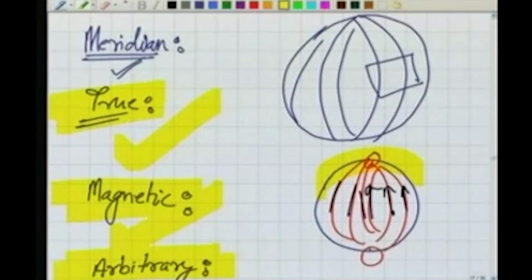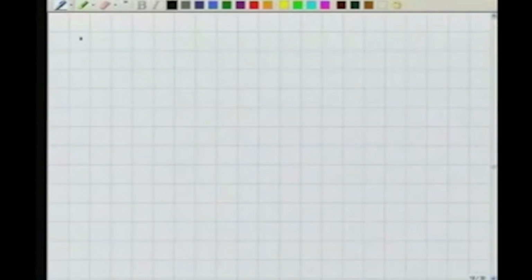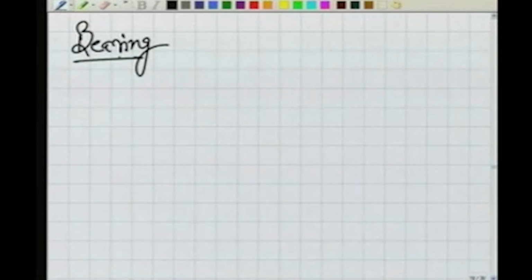Having seen these meridians, another term which we will see is bearing. Mostly we use the magnetic meridian in the field. All our surveying instruments mostly measure the magnetic meridian, that is, they establish the magnetic meridian.